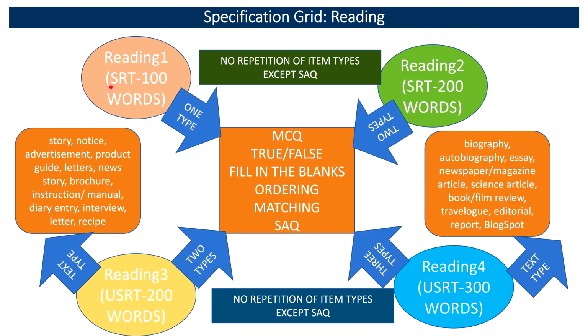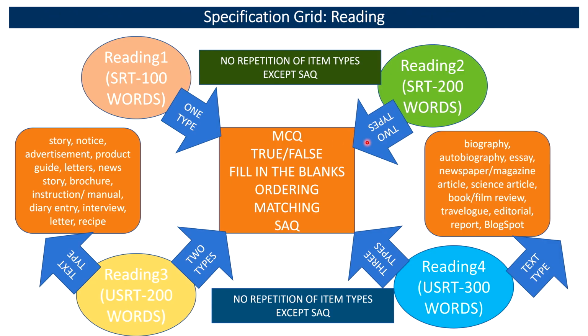So in reading 1, we get the syntax. One text of about 100 words will be asked, and only one type of item will be asked. For example, in reading 1, you may be asked either multiple choice question or true false or fill in the blanks or ordering or matching or short answer questions. And the same applies to reading 2 as well.